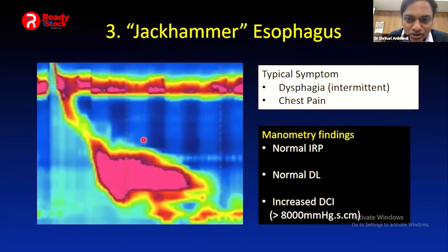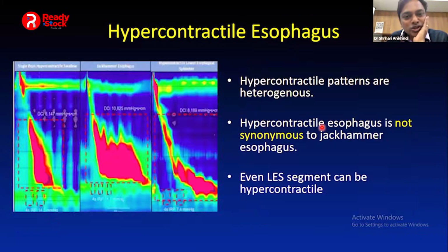Okay, jackhammer esophagus. So jackhammer typically is where you have very high DCIs, where DCI is more than 8,000. Other parameters are normal. These patients again present with intermittent dysphagia and chest pain. Hypercontractile esophagus. So jackhammer is a type of hypercontractile esophagus. So basically the broad subset is called hypercontractile esophagus. Jackhammer is just one variant of that.